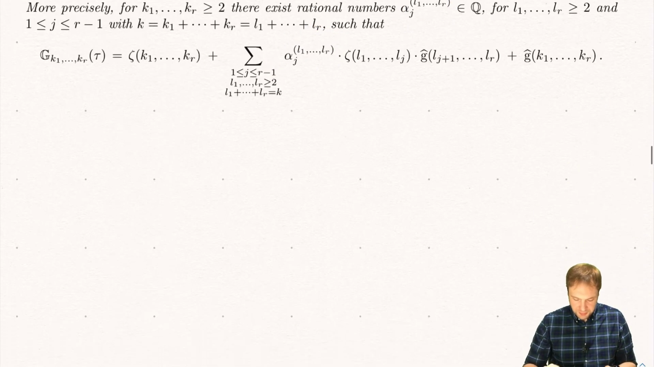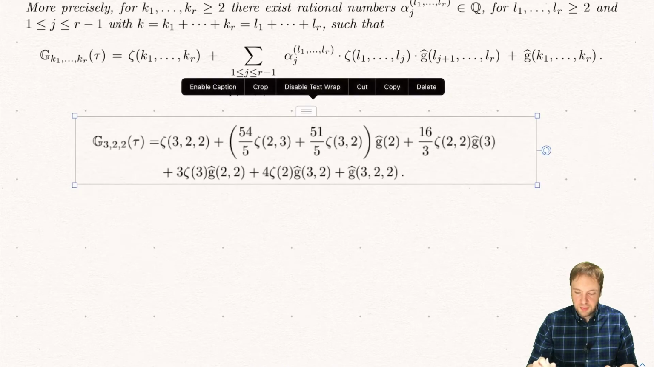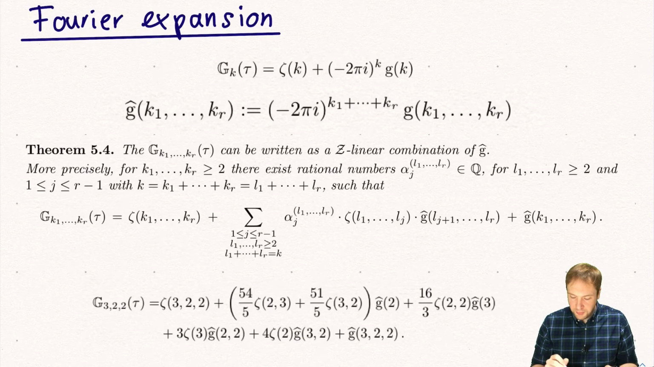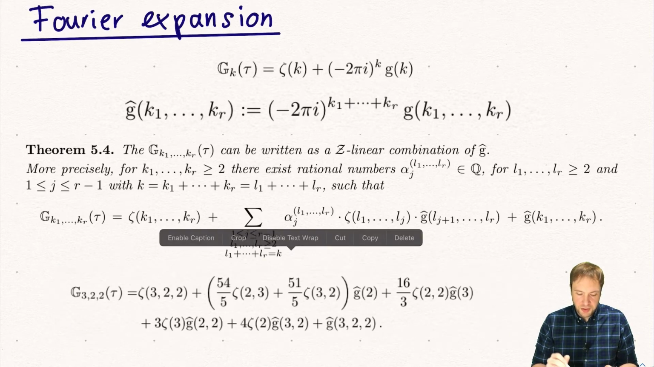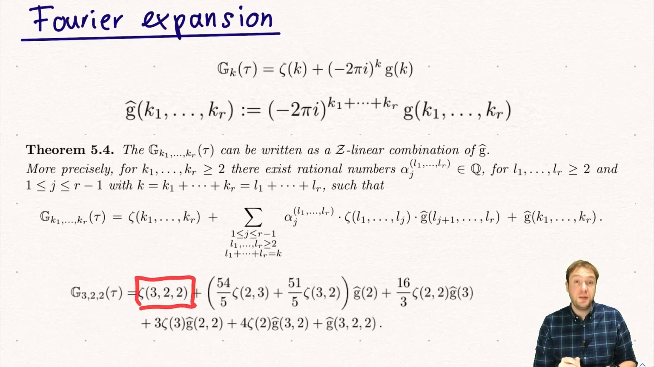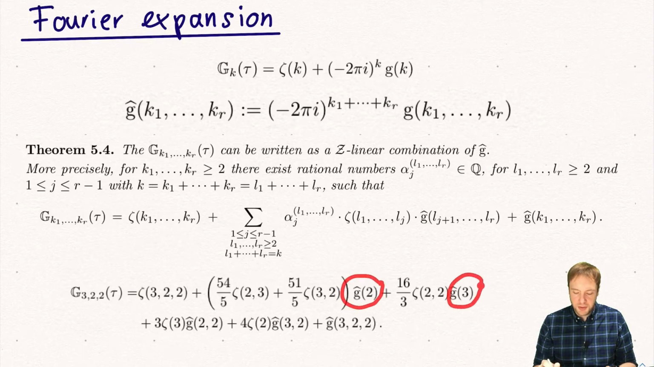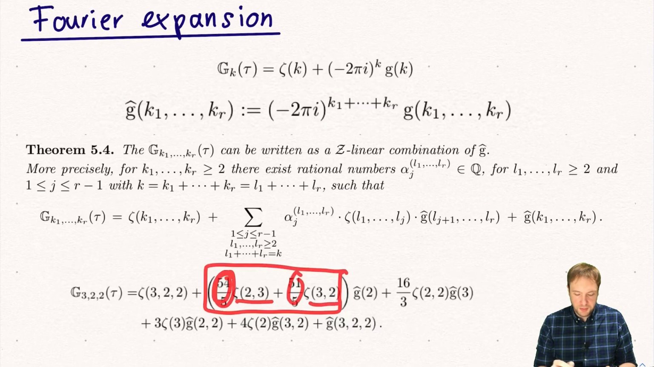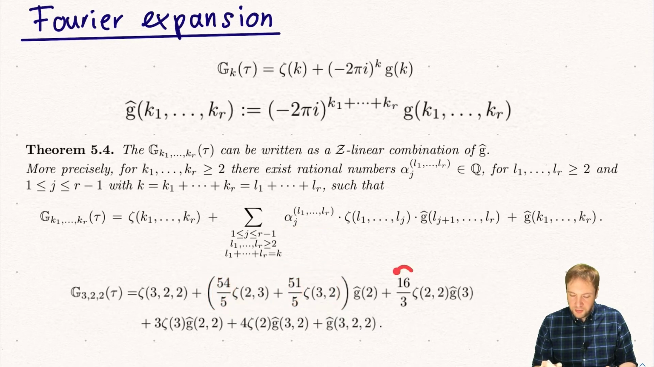So let's look at an explicit example. We will see how to calculate the following. The Fourier expansion of the multiple Eisenstein series G_{3,2,2} has the constant term zeta(3,2,2). Then here we have some depth 1 g hat. Here, for example, g hat 2 has some double zeta values here and some rational numbers. So these are the alphas. And also here some alpha and some double zeta value and g hat.